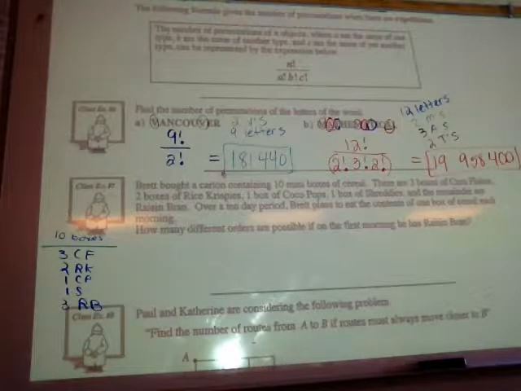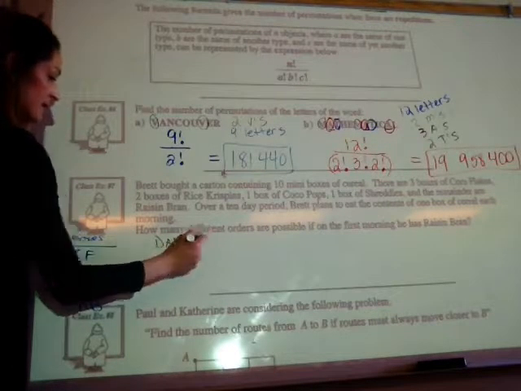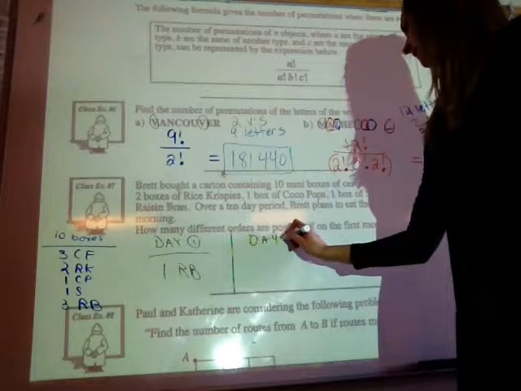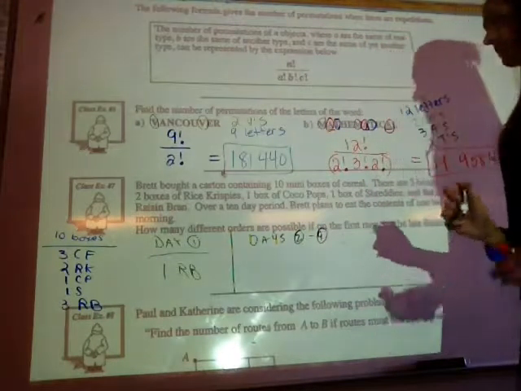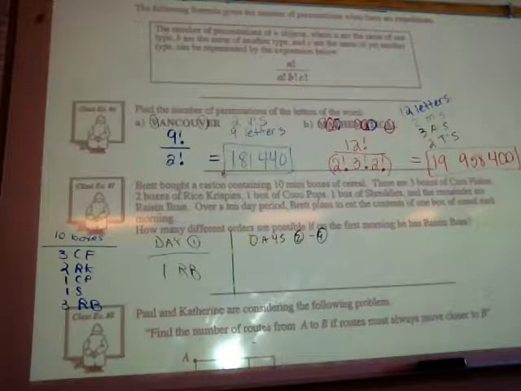Over a 10-day period, Brett plans to eat the contents of 1 box of cereal each morning. But the question is, how many different orders are possible if on the first morning he has Raisin Bran? So day 1, he has 1 box of Raisin Bran. So now we have to look at days 2 to 9. So if he's already made that choice, 1 box of Raisin Bran has been consumed on day 1, that was 1 choice. So there's only 1 option for day 1. So we're going to go 1 times whatever the rest is.